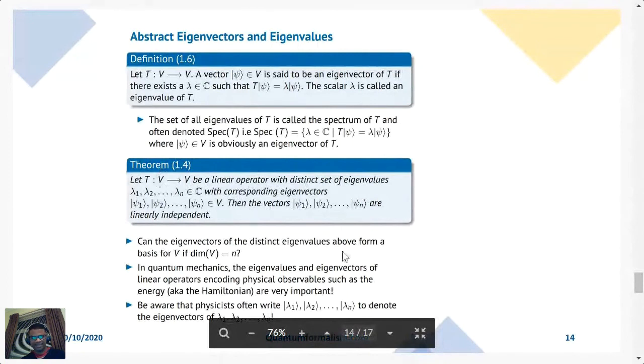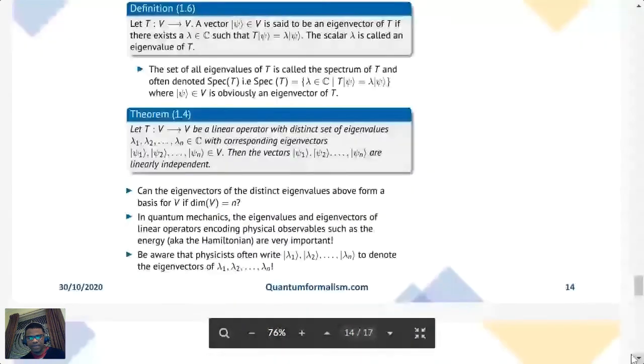And another thing. Can you guys see the button also? This is something that you should be aware of. In terms of notation, sometimes I found it very annoying. Physicists write this. If you see this, they mean these are the eigenvectors corresponding to the eigenvalues. The lambdas are eigenvalues, but the reason they put it inside the ket is that they want you to consider the ket as the corresponding eigenvector.